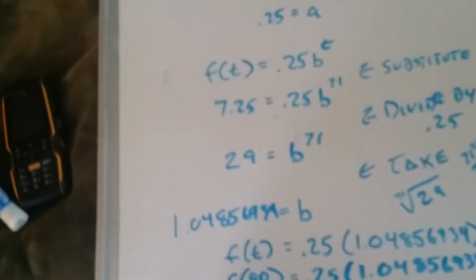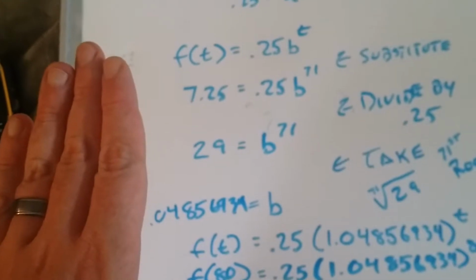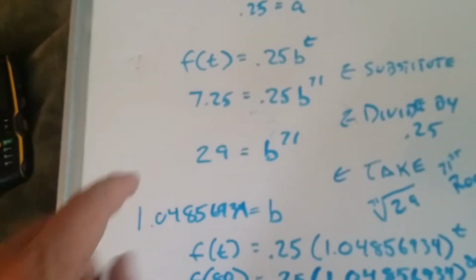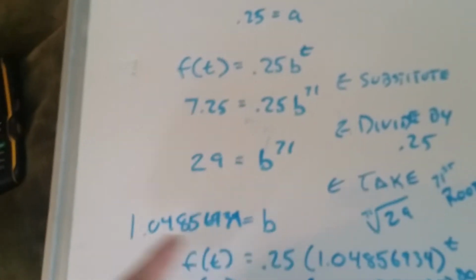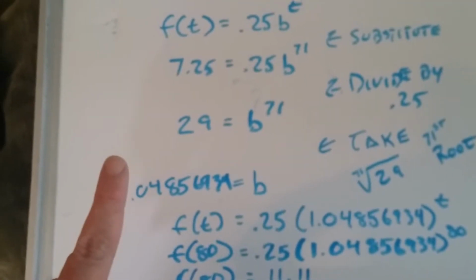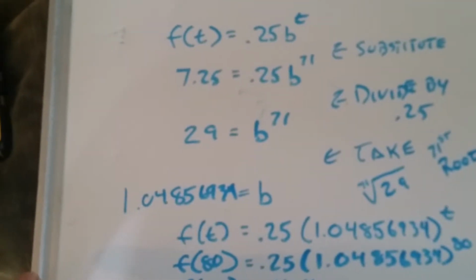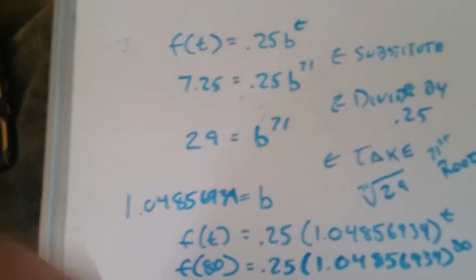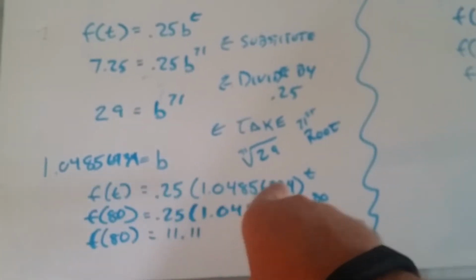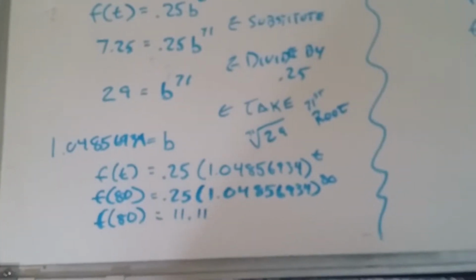Now remember, that's not your growth rate. Your growth rate is actually 0.0485, so it's about a 4.8% growth rate. This is the number you're going to use in the equation, but it's 1 plus r, so that's your r. That's your growth rate. It's not the 1. Okay, good? Your equation is pretty much this: f of t is equal to your initial value times that number raised to the t power.